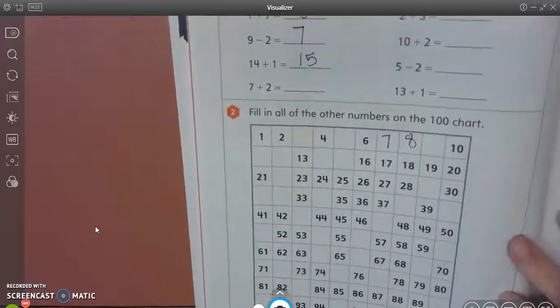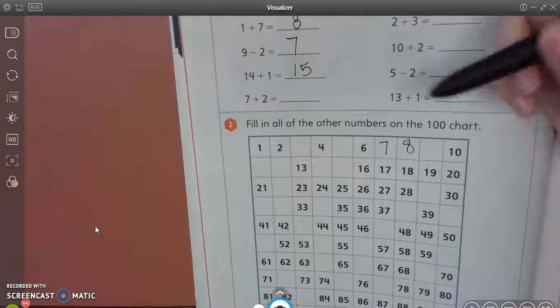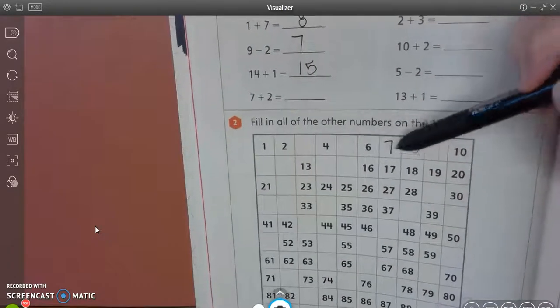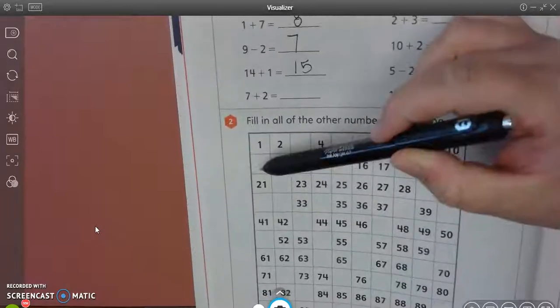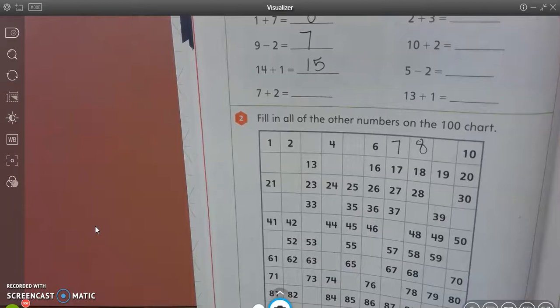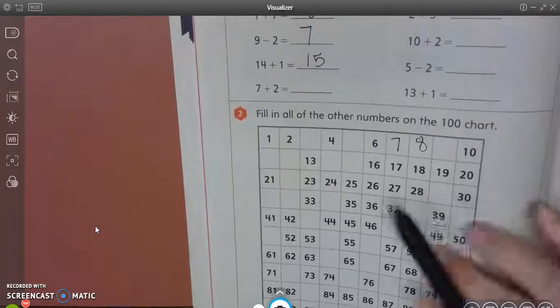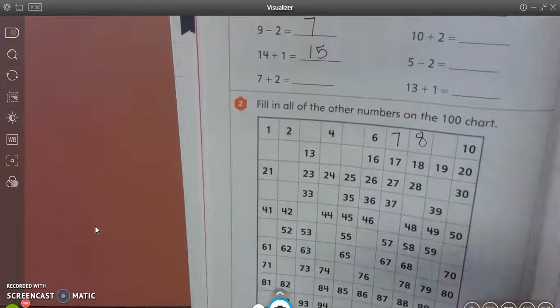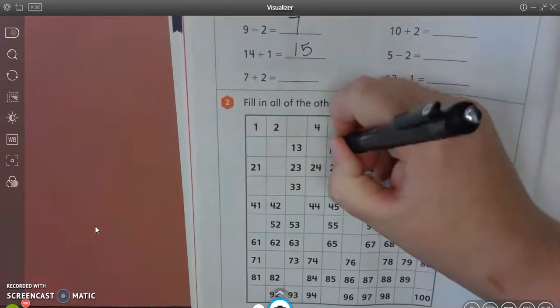I'm going to come down here. I could count like this. 1, 2, 3, 4, 5, 6, 7, 8, 9, 10, 11, 12, 13, 14, 15. I could do it that way. But if I look at my 100's chart, I already see 16. And I know 1 less than 16 is 15. So I could fill it in like that.